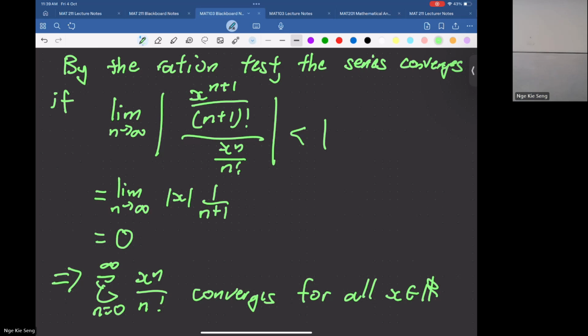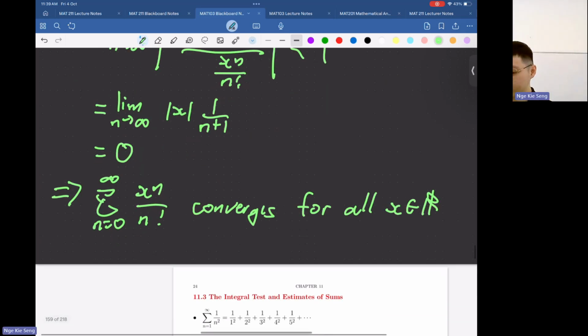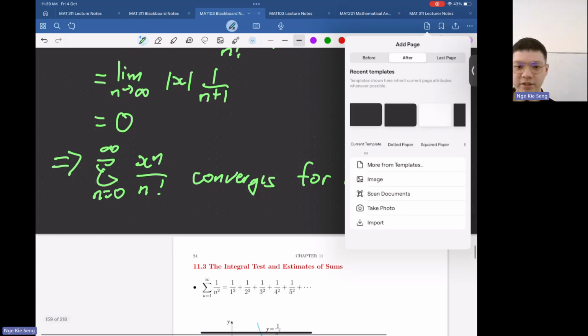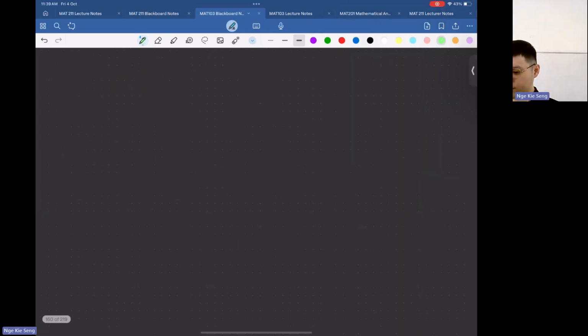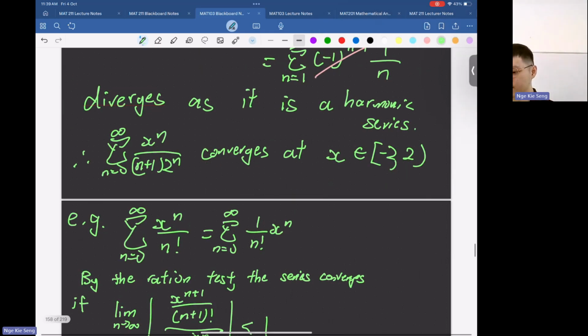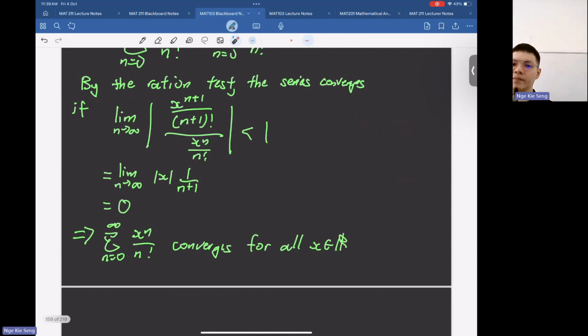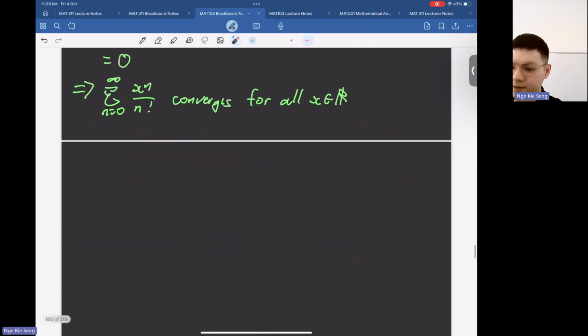Okay, so this is another range, the other type of range. Let's see. So we have two types of range. One is an interval range. The other is where the whole real line can converge. So we have seen this type. Now let's look at this type here. This type is the other extreme.